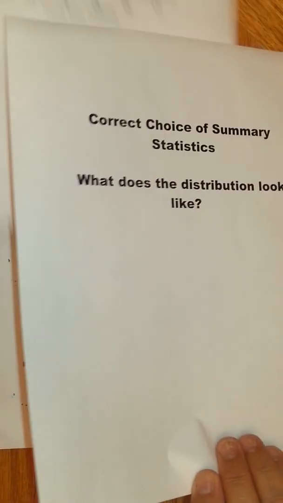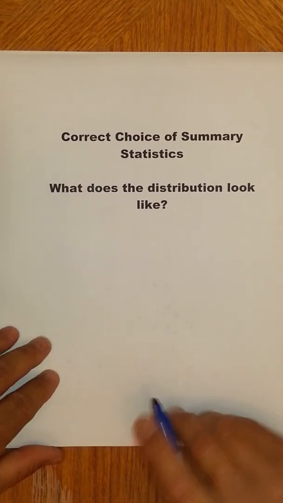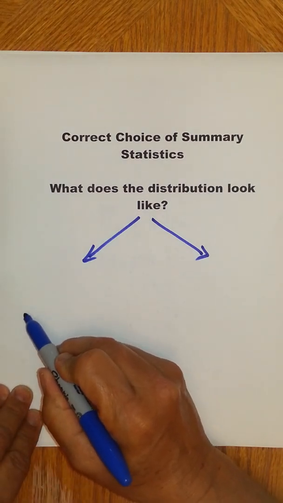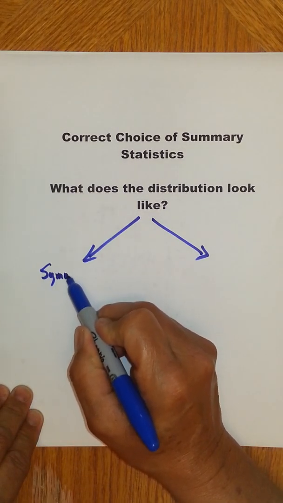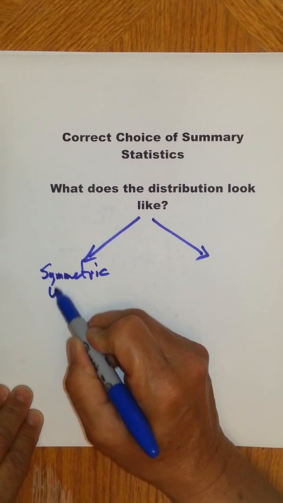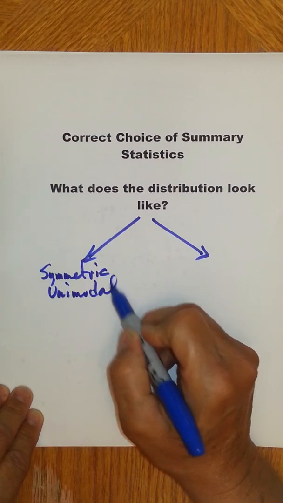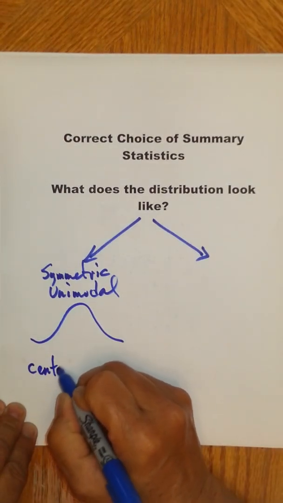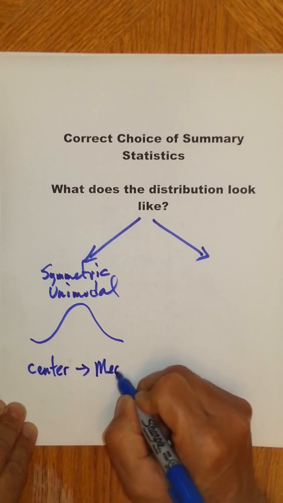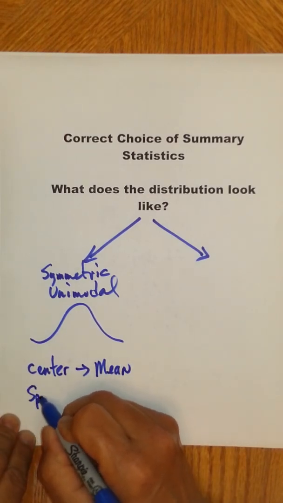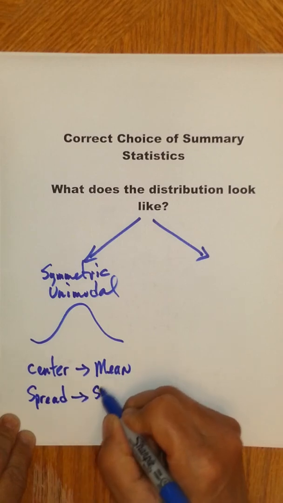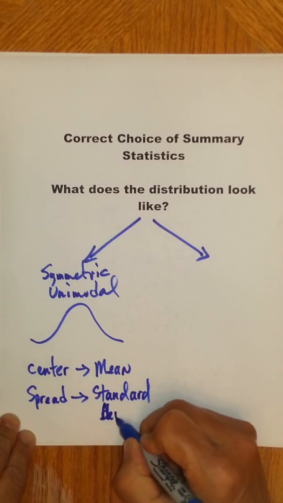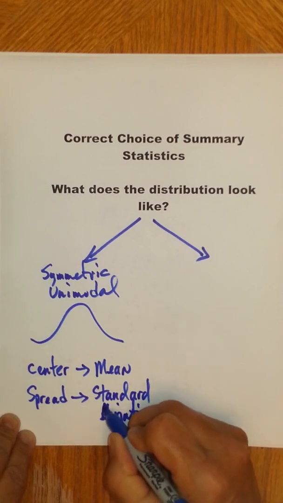All right? So essentially, here you are. There's really only two possibilities. If your distribution is symmetric and unimodal, so basically the bell curve, then for the center you use the mean, which is an average, and for the spread, you use standard deviation.